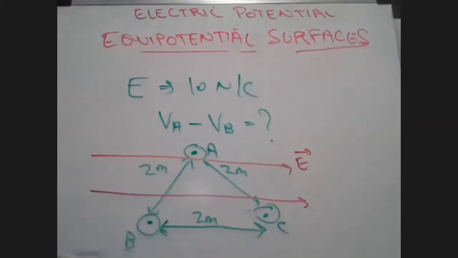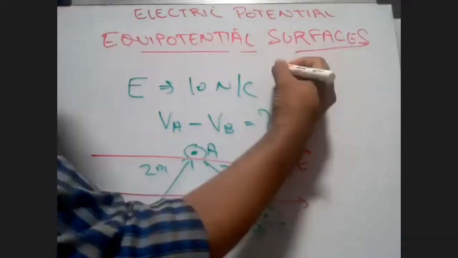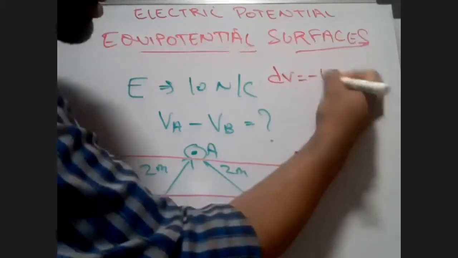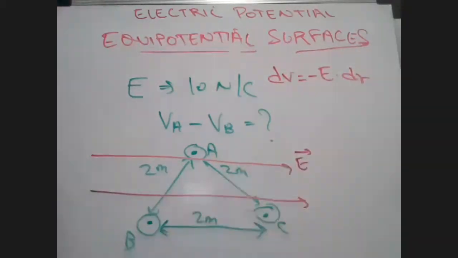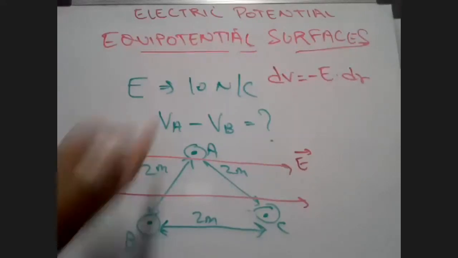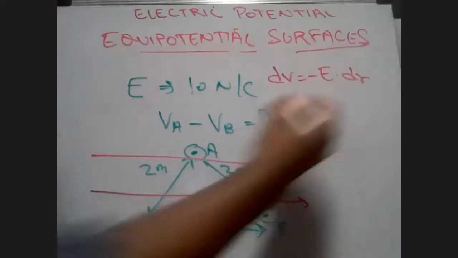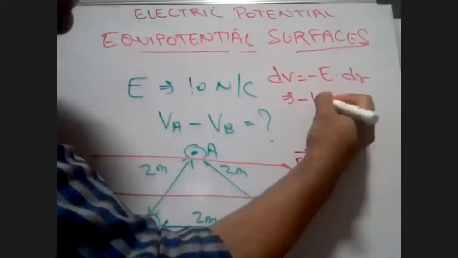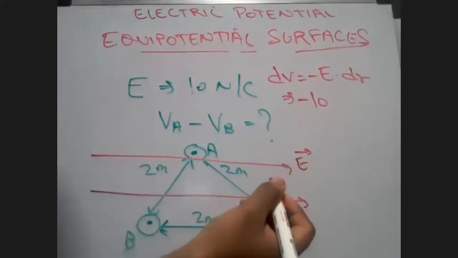What is VA minus VB going to be equal to? Can anyone tell me immediately? It's not a very big answer. There seems to be no response. Can I say that dV is equal to minus E dot dr? Yes or no? And what have I given you E as? I have given you 10 newtons per coulomb, so minus 10 newtons per coulomb dr.